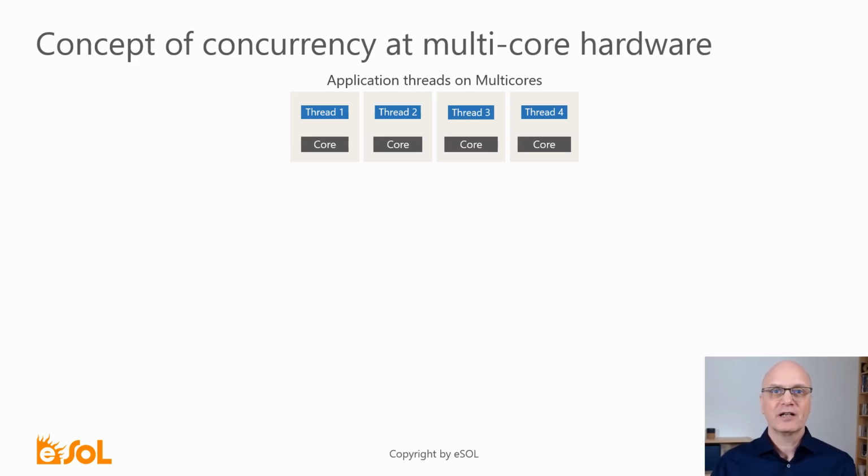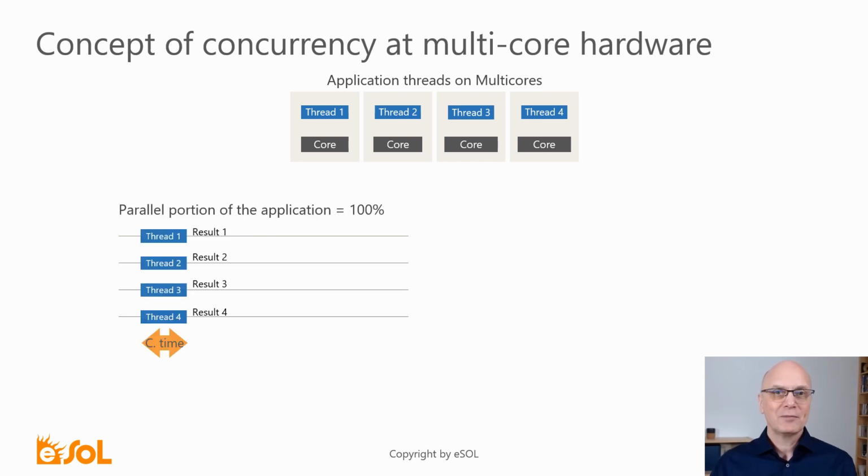Let's assume that there are 4 cores and the application consists of only 4 mathematical formulas. In the diagram, these formulas are called threads, and each thread runs on a dedicated core. If all these formulas, threads, are independent and can be run completely in parallel, then the complete application with these 4 formulas has an accelerating factor 4 compared to a single core. Such an application has a parallel portion of 100%.